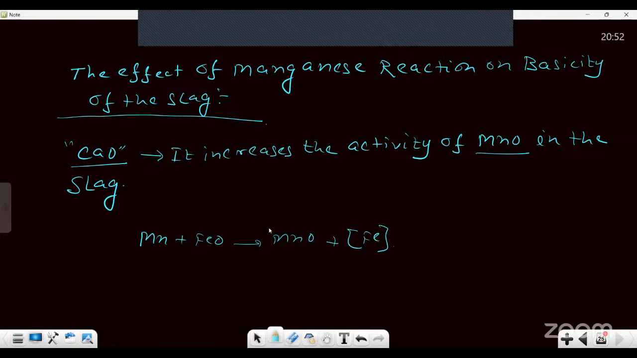Now, if the slag basicity is more, that means CaO is increasing the activity of MnO in the slag. That means this reaction will go more in the left hand side, because the activity of MnO has increased in the slag because of the presence of CaO. So in the basic steel making process, we will have more manganese in the hot metal when the basicity of the slag is increasing.